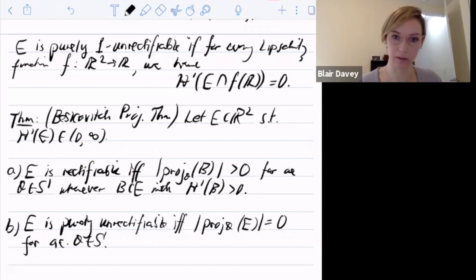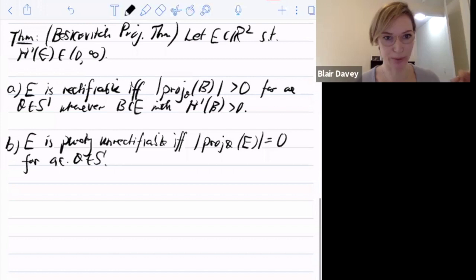Okay, so there is this connection between rectifiability and purely unrectifiability, and what happens when we take our set and project it onto angles. I'll first talk about the first part of this theorem. Let me give you what I call the cartoon proof of the first part of the theorem.